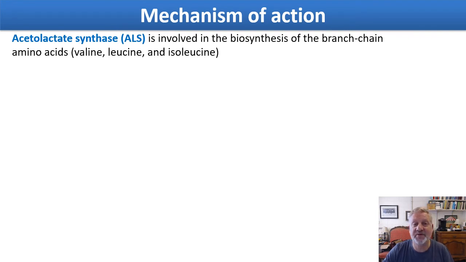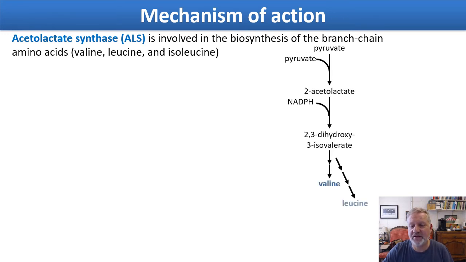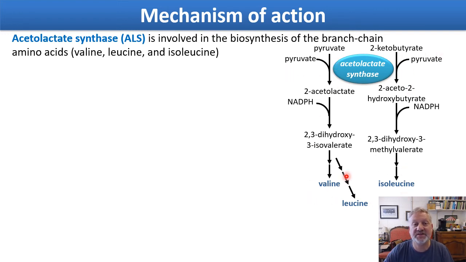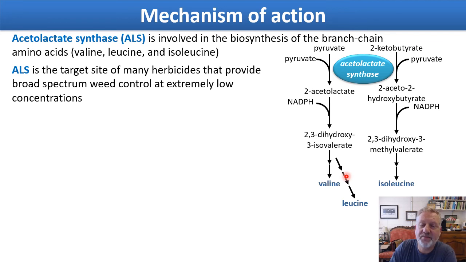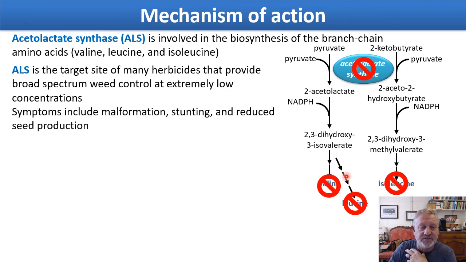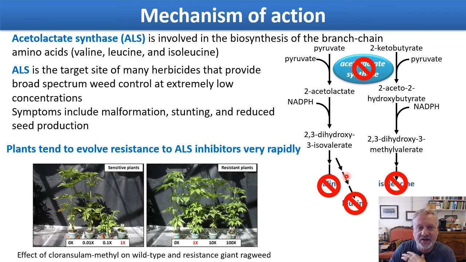As I mentioned, this enzyme is involved in branch chain amino acid biosynthesis. It starts with pyruvate and goes to valine and leucine on one branch, and the other branch starts with 2-ketobutyrate and ends up with isoleucine. These pathways go in parallel, and one enzyme, ALS, is right there and catalyzes both of these reactions, leading to these three amino acids. Many herbicides have been developed to target ALS, and that blocks, of course, the synthesis of branch chain amino acids. They are slow acting, and some malformation and stunting are symptoms.